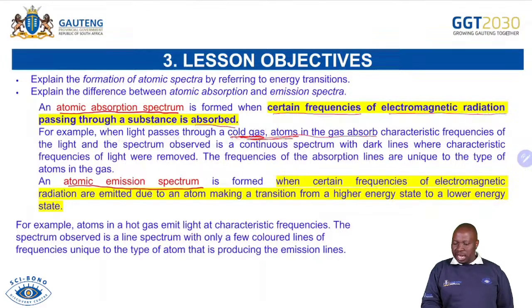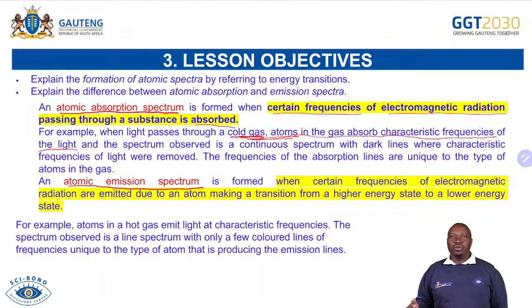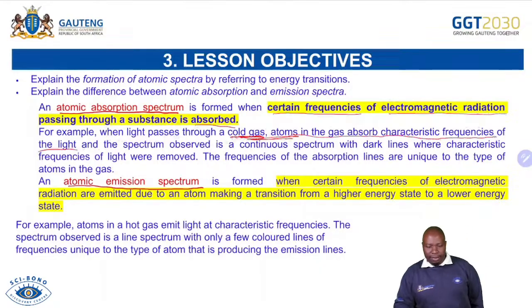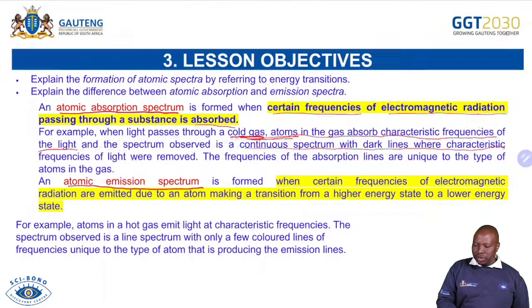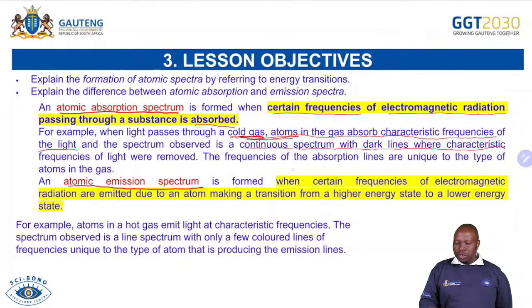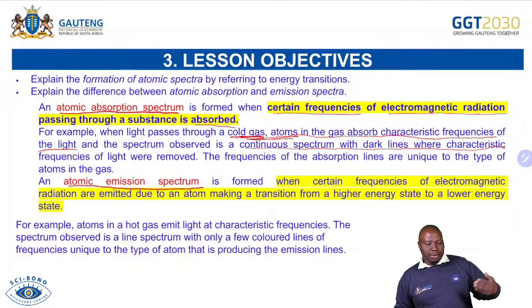Atoms in the gas absorb the characteristic frequency of the light. So some of these frequencies will be absorbed by the gas itself, the atoms in the gas. The spectrum observed is a continuous spectrum with dark lines where characteristic frequencies of light were removed. The frequencies of the absorption lines are unique to the type of atoms in the gas, so it will depend on which atoms you have in that particular gas.